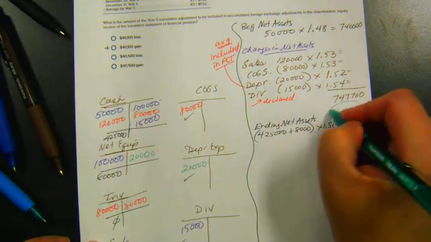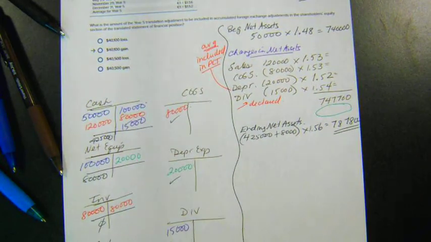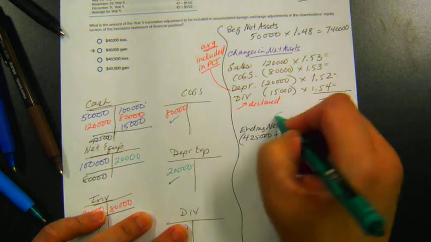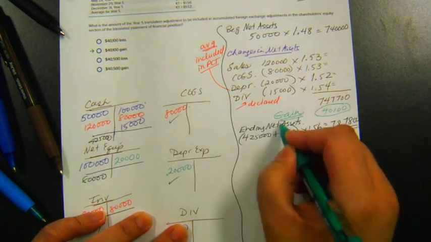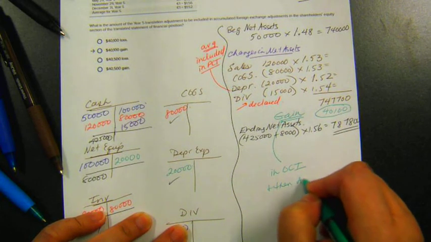So the key thing is, do we have a gain? Do we have to make this number go up to get to here or down? Up by 40,100, and so it is a gain, and that would be CI and then AOCI.